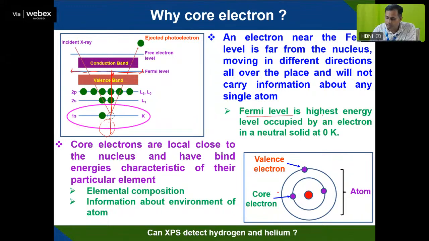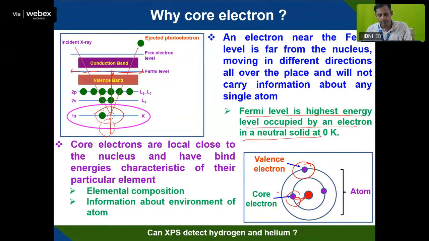The Fermi level is the highest energy level occupied by an electron in a neutral solid at 0 K. So the electrons near the Fermi level do not bear much information. The core electrons are located close to the nucleus and have a binding energy characteristic of that particular element. Because of that, they give you the elemental composition and information about the environment of the atom. The valence electron is quite far away, while the core electron is close to the nucleus, so it gives much more information than the valence electron.